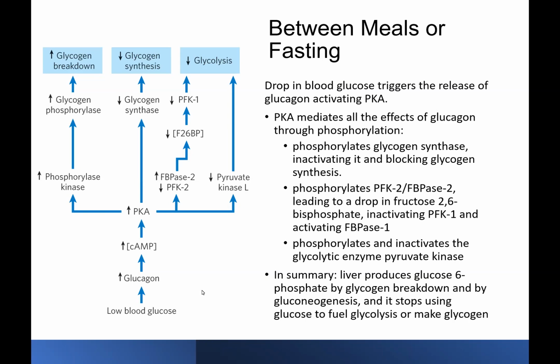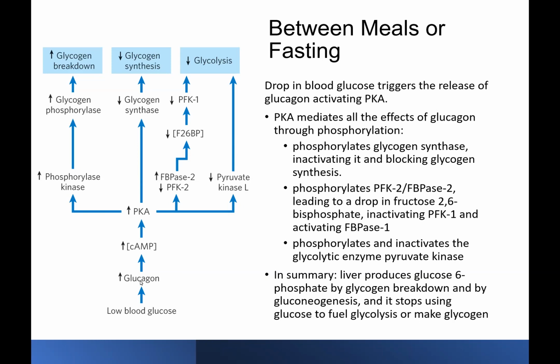So, this overall picture also holds for between meals and fasting. We want to break glycogen down. We want to prevent glycogen synthesis, and we want to prevent glycolysis because we don't have large sources of energy. We can rebuild some sources of energy by breaking down glycogen, as well as other things in our body. But right now we're focused on starches and sugars and things, right? So what's going to happen in this case?